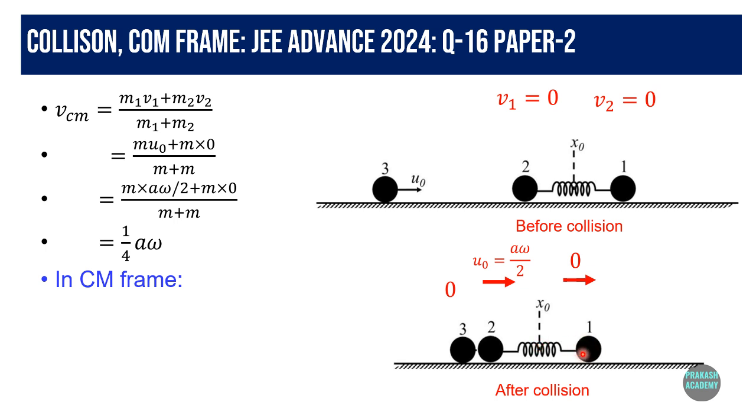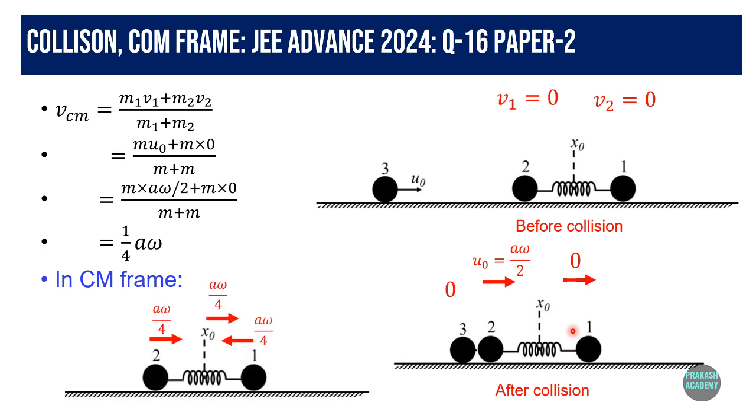you simply subtract the velocity of center of mass from the velocity of that particle. Velocity of this particle is 0, and if I subtract a omega by 4, then velocity of this particle will be minus a omega by 4. Minus sign shows this will be moving in this direction with a speed of a omega by 4. And what about this? Once again, I have to subtract a omega by 4. So a omega by 2 minus a omega by 4 is equal to a omega by 4. So this is moving in this direction with a speed of a omega by 4.